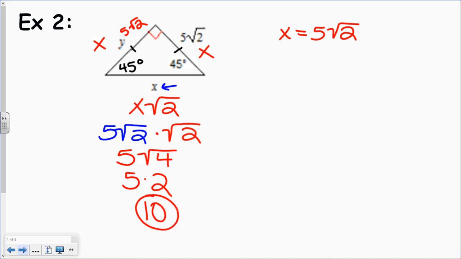So now that we know that this length here is 10, this triangle has a side that's 5 root 2, another side that's 5 root 2, and the hypotenuse has a length of 10.